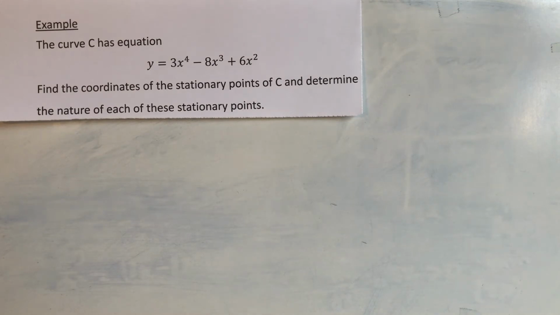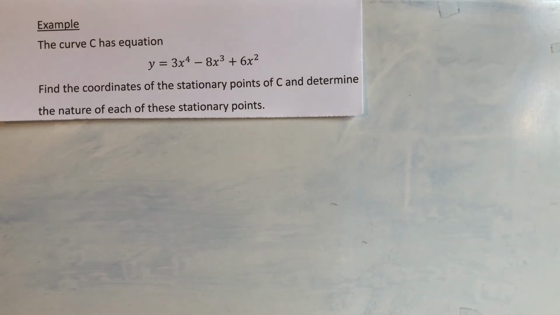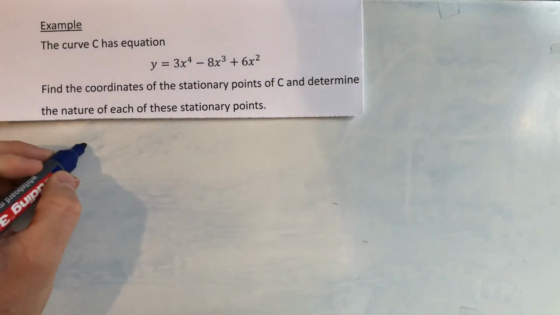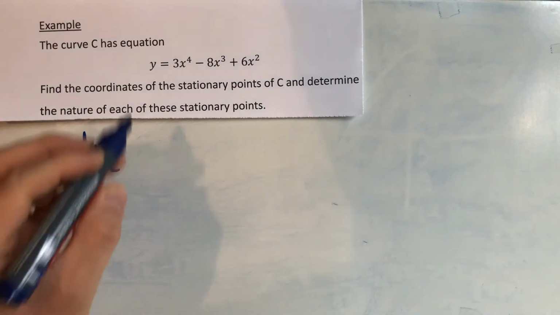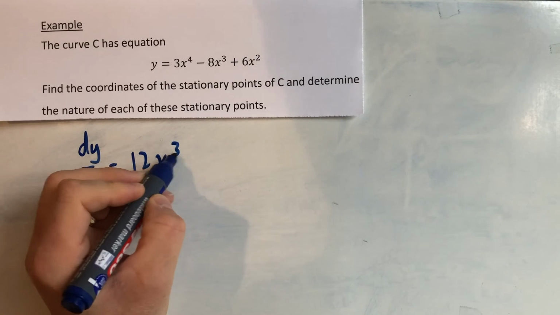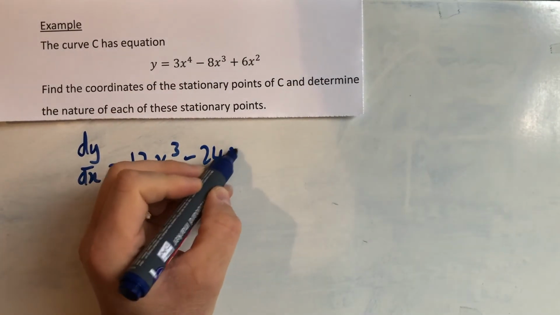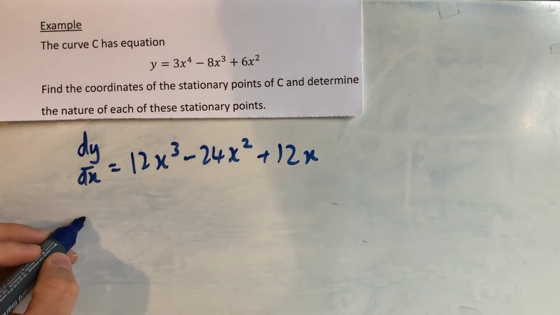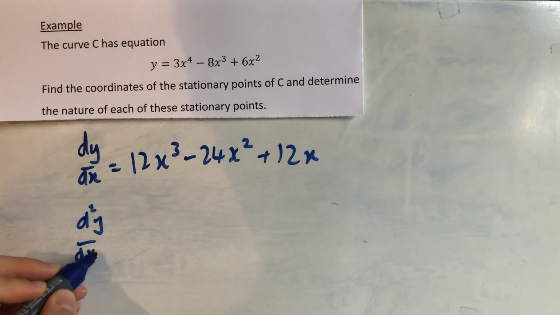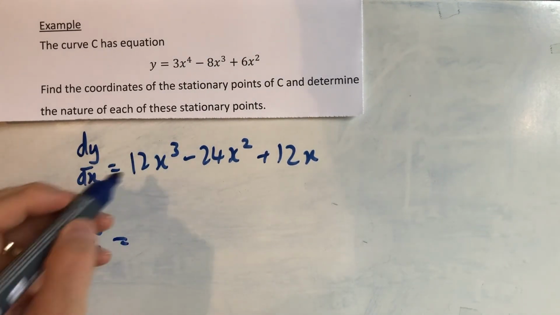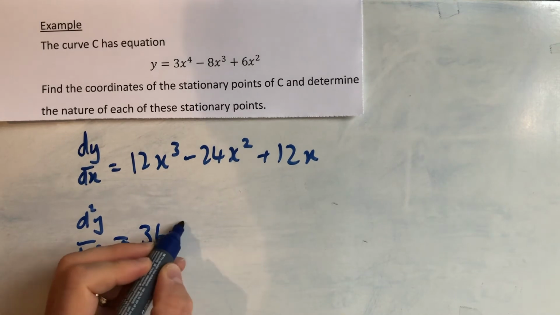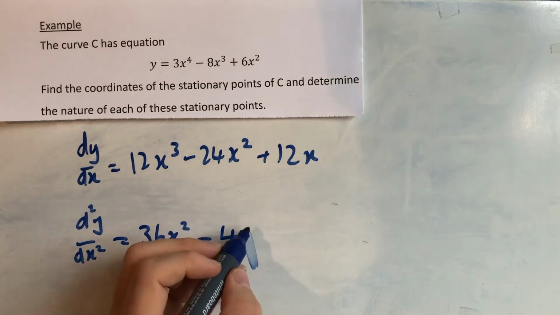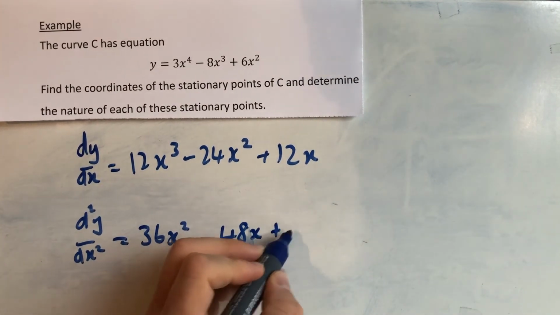So over the years, the cubic has been a popular one for stationary points at A level. However, they can ask whatever they like. So here's one where we've got a quartic. Same thing, we would differentiate, and we get 12x cubed minus 24x squared plus 12x. And then if we differentiate again, we get 36x squared minus 48x and 12.